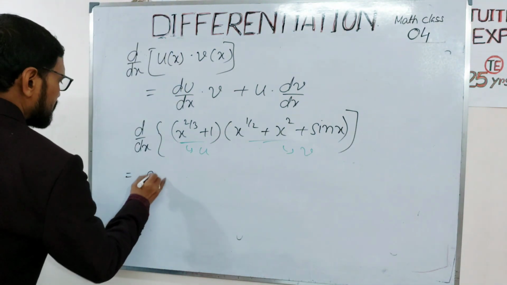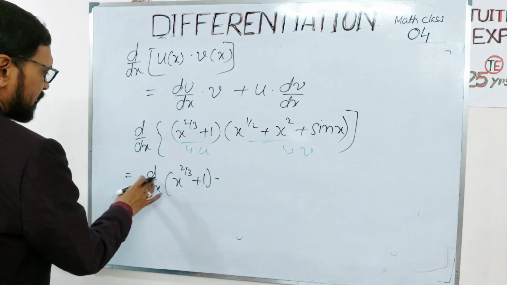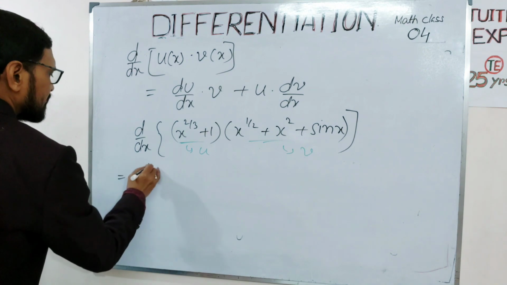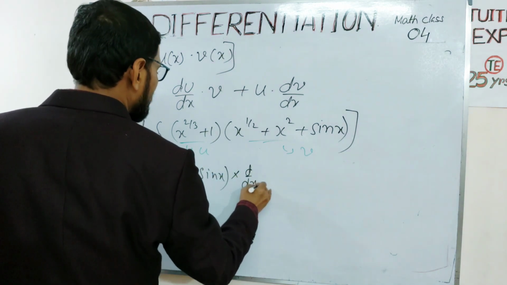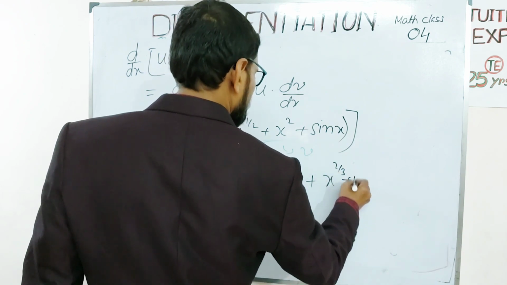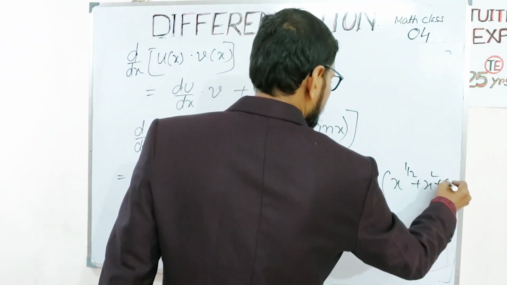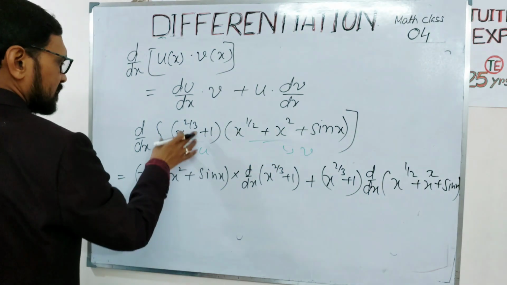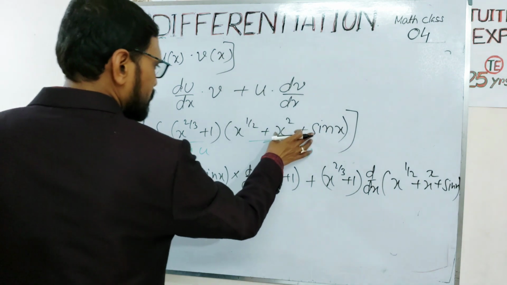So first derivative of this into v, constant. We write d by dx of only this term. This term is constant, so this term remains the same. So first write v, this remains constant, into d by dx of only u. Again when u is constant, then we write d by dx of v. V means this. This is constant, derivative of this, plus when u remains u, then the derivative of this.